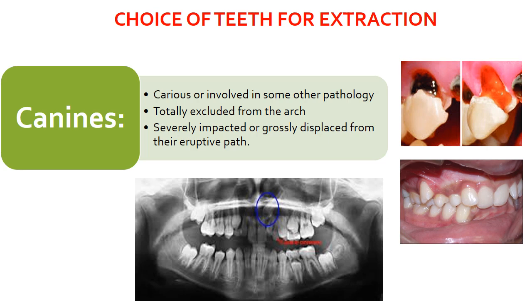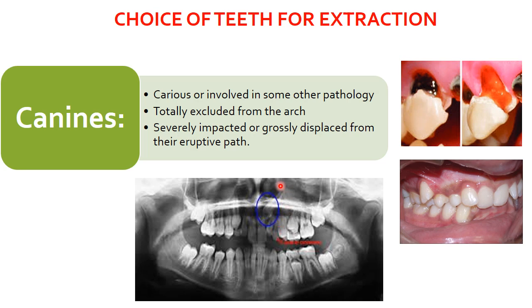However, there are indications, like if they are very badly carious, as we may see from this picture, and are difficult to restore, or they are completely excluded from the arch and we have a well-aligned dental arch with a good contact between the premolar and the lateral, we may consider extracting it. Or if it is severely impacted or grossly displaced from its eruptive pathway.